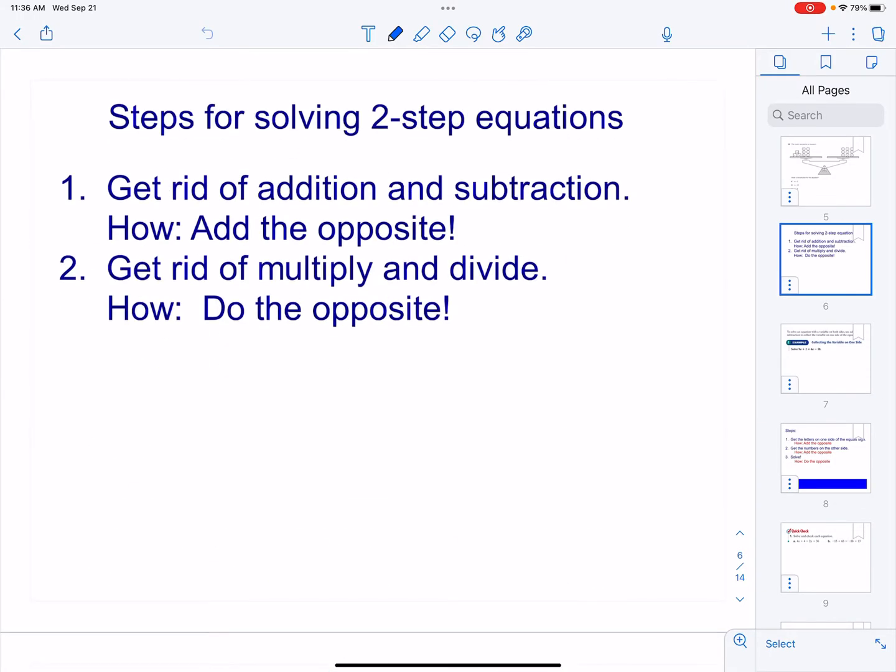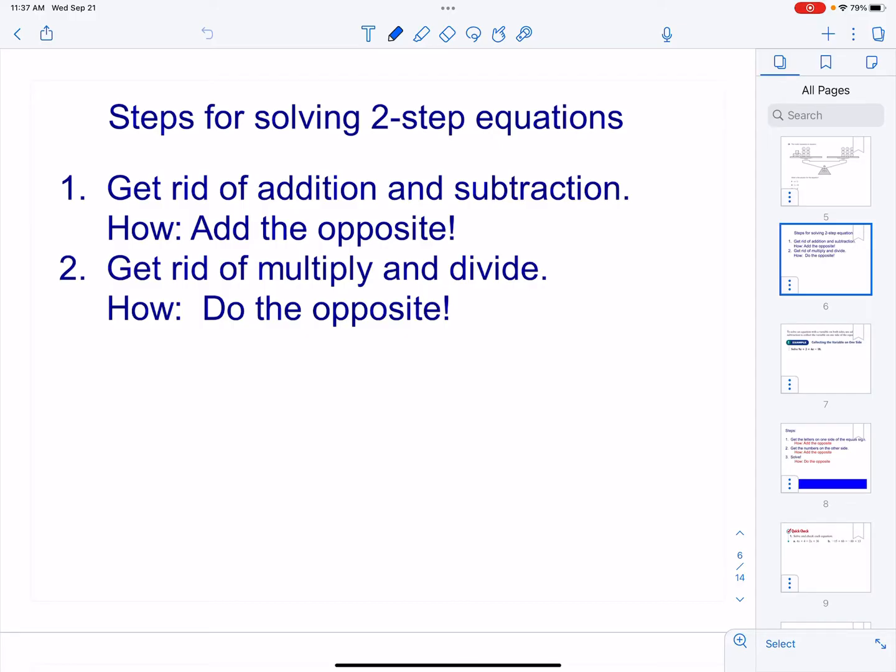When we were solving two-step equations, we came up with two basic steps. Step number 1, get rid of your addition and subtraction. How do I do that? I add the opposite. Step number 2 was to get rid of any multiply divide. And how do I do that? Well, we do the opposite. So let me do an example just to make sure that we understand what we're doing.